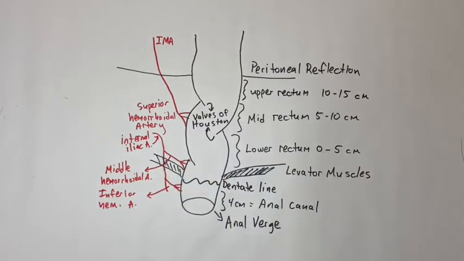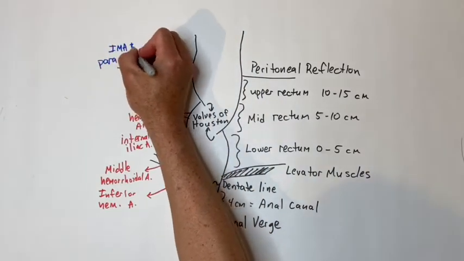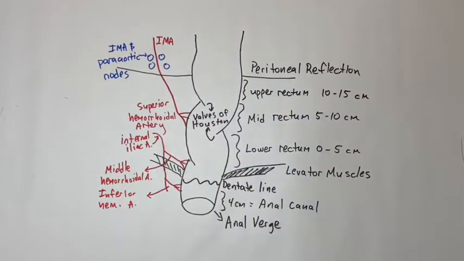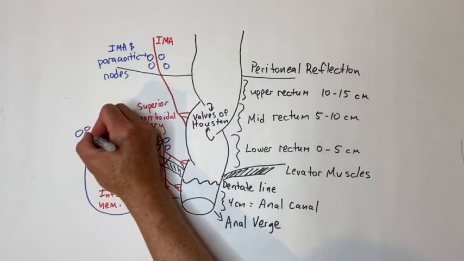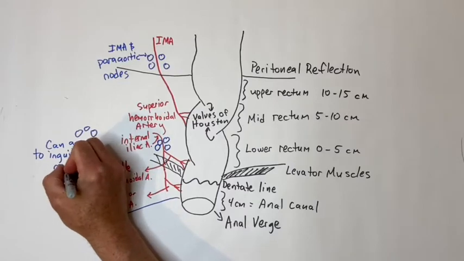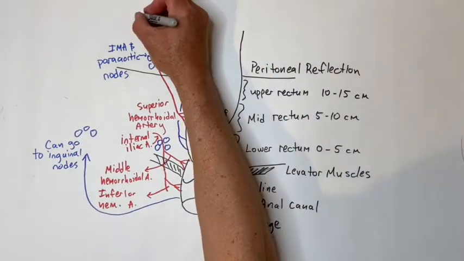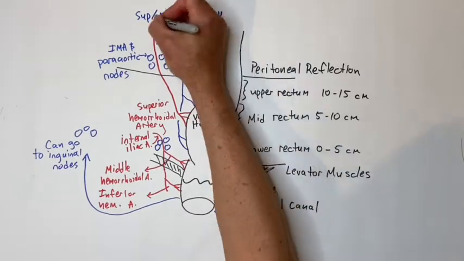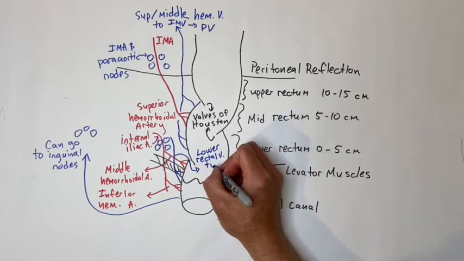The lymph node drainage from the upper rectum is to the base of the IMA and the periaortic nodes. The middle rectum can also drain to the IMA, but also to the internal iliac lymph nodes. The lower rectum and anal canal can drain to the IMA, iliac, as well as the inguinal lymph nodes. Venous drainage from the superior and middle rectal vein goes to the IMV and eventually to the portal vein. The lower rectal vein drains into the internal iliac vein.